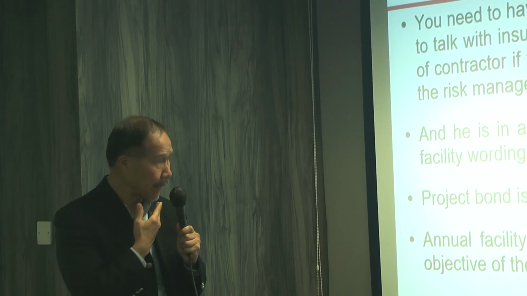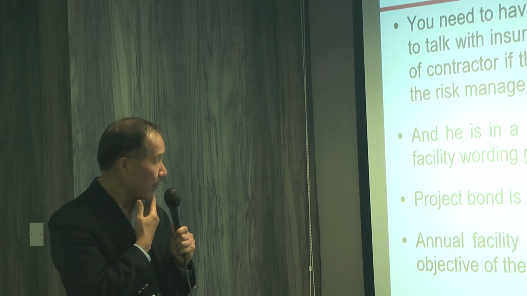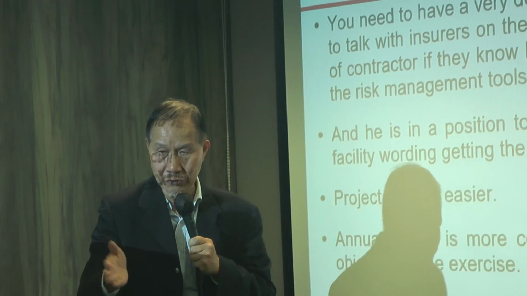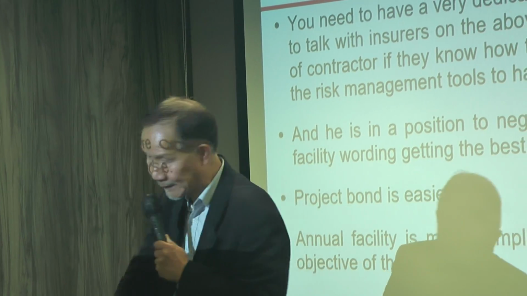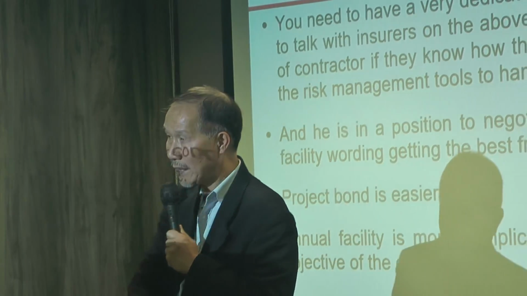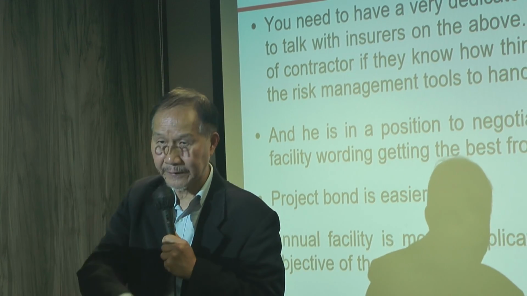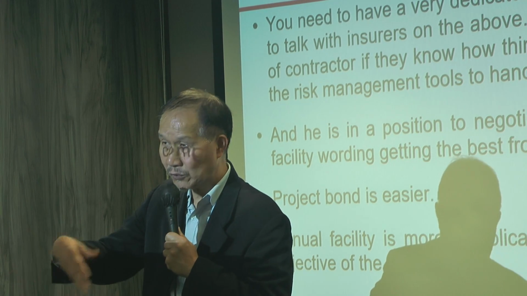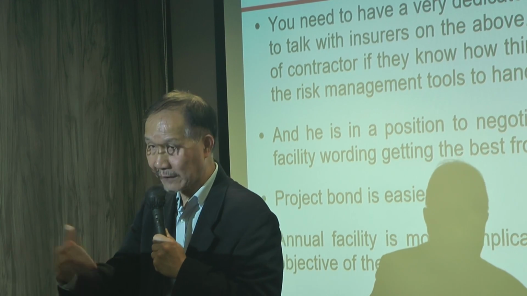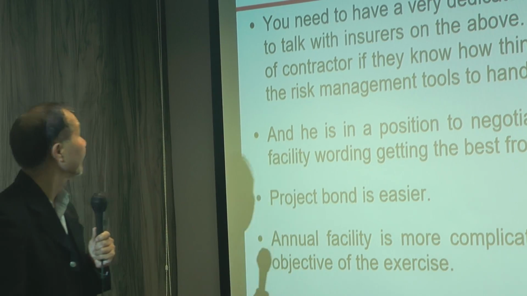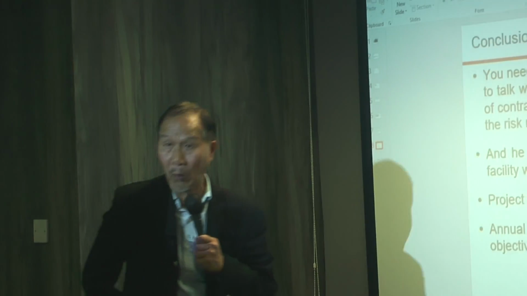Project bond is easier. Annual facility is more complicated. By annual facility, the insurer will give you a revolving facility, say 200 million per year. So in that year, all the jobs can be covered, and you don't need to negotiate each and every bond with the insurer. So this is so much about contractor bonds.